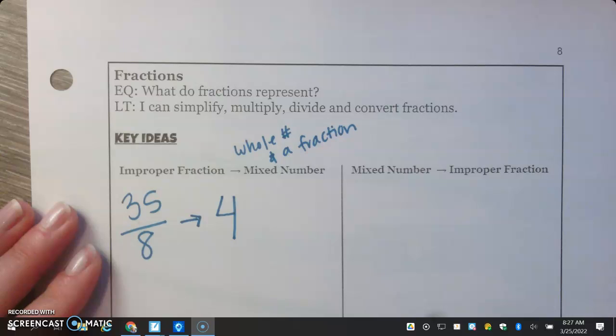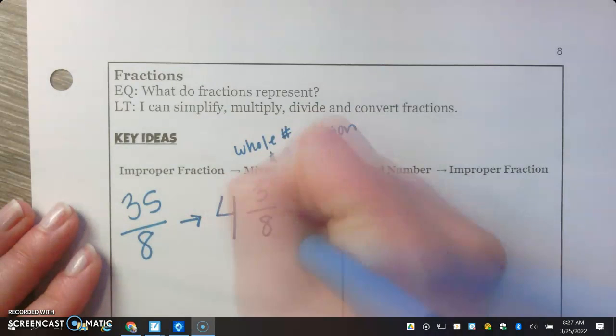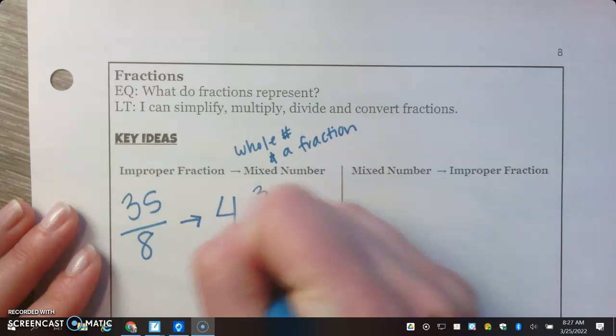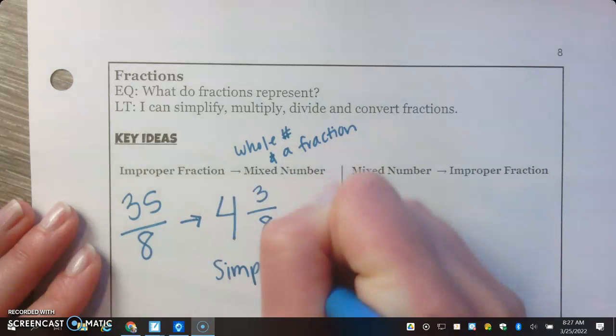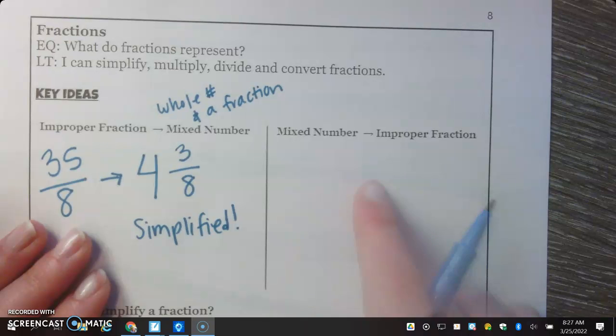That puts me at 32. How many are left over to get to 35 from 32? I need 3 more out of 8. So 35 eighths is equal to 4 3/8. This is also simplified when I make it into a mixed number. Alright, next one. If I go the other way, mixed number to an improper fraction.